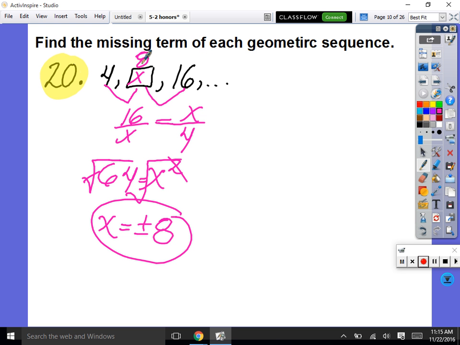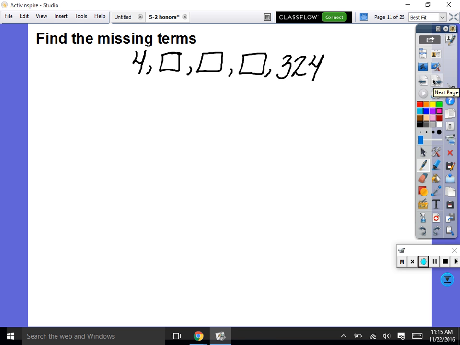Yeah. Okay. If you see on the online homework, it says, what's the geometric mean? That is literally what we did. We found the geometric average. We just found the average here. Okay, now let's do one that's a little bit more thinking involved. So it says, find the missing terms.